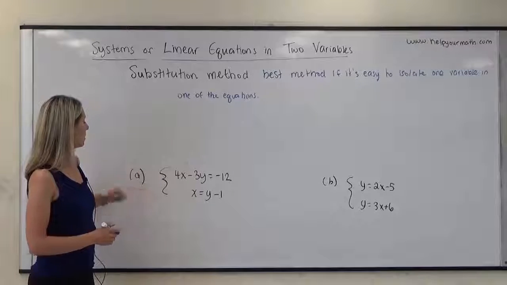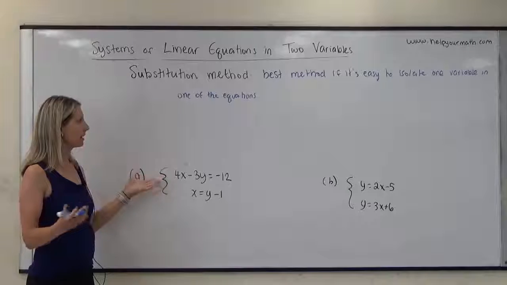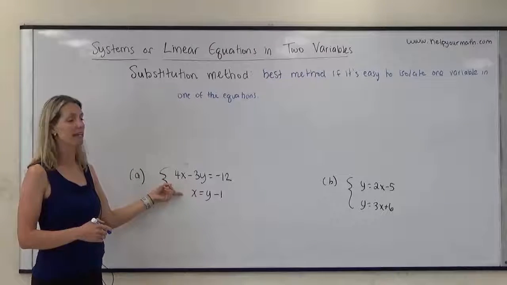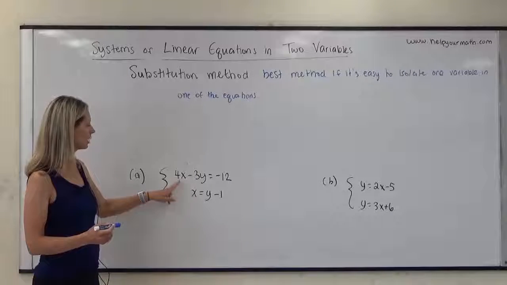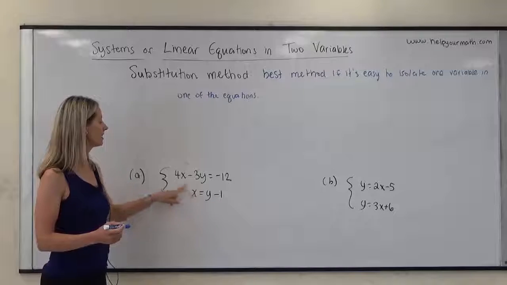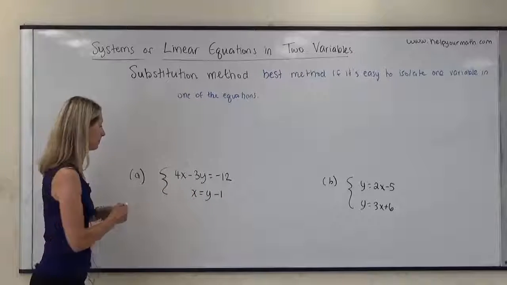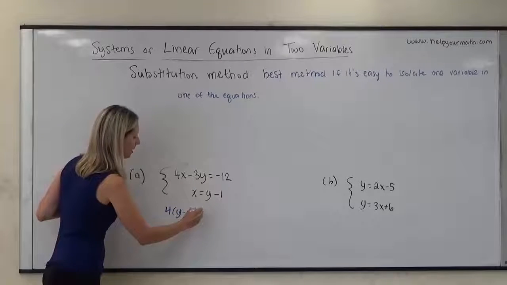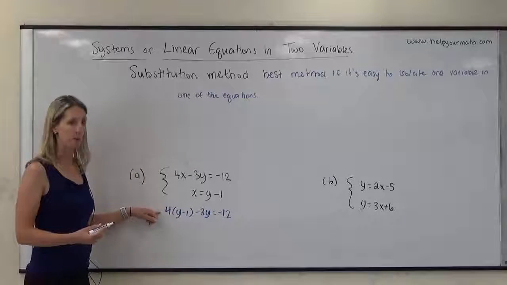Okay, so in our first example, in either equation, do we see that it's easy to isolate one of the two variables? Sure, x is already isolated in the bottom equation. So we're going to take what x is equal to and substitute it into the top equation. I'm going to replace x with y minus 1. This would be 4 times y minus 1 minus 3y is equal to negative 12. And now I'm going to get y by itself.